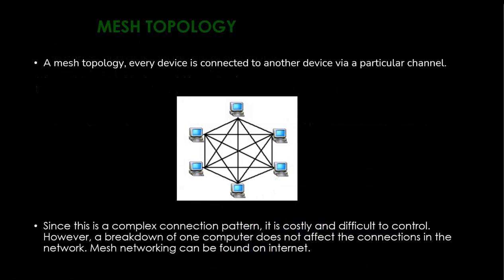Mesh topology. In a mesh topology, every device is connected to another device via a particular channel. Since this is a complex connection pattern, it is costly and difficult to control. However, a breakdown of one computer does not affect the connections in the network. Mesh networking can be found on the internet.